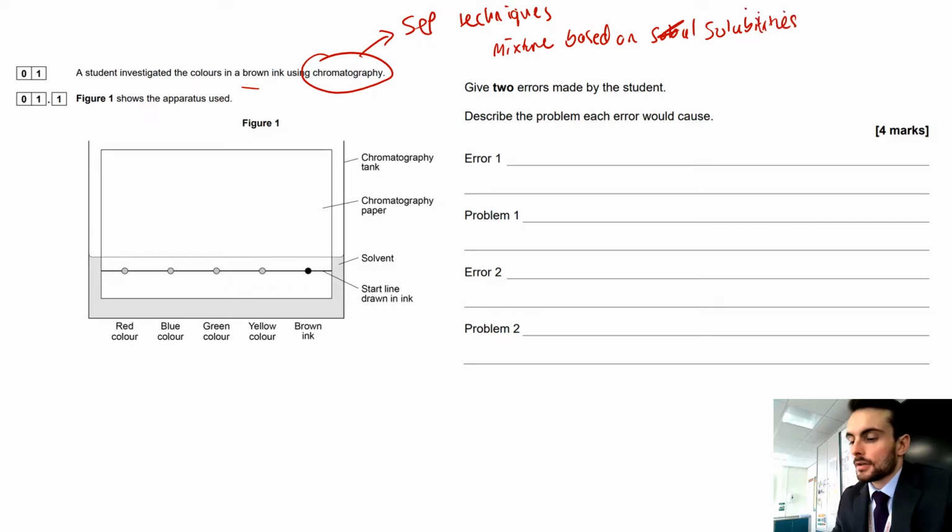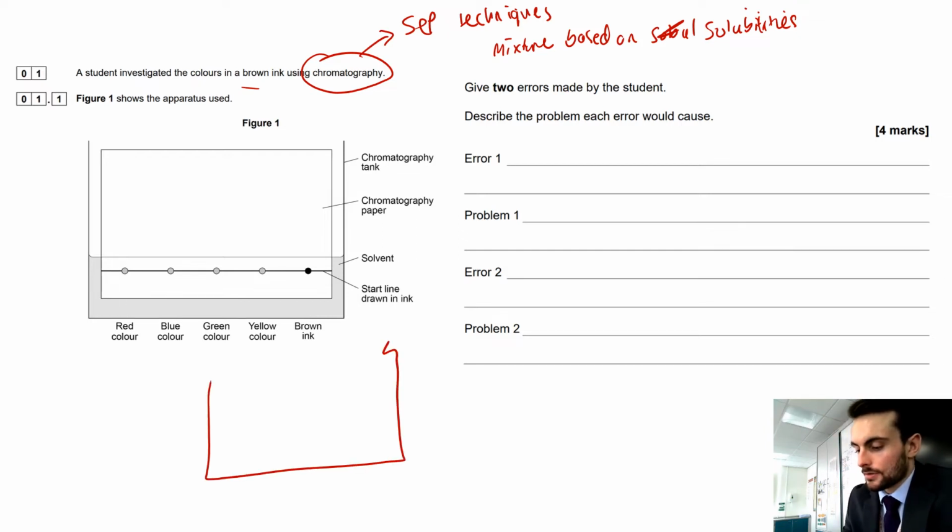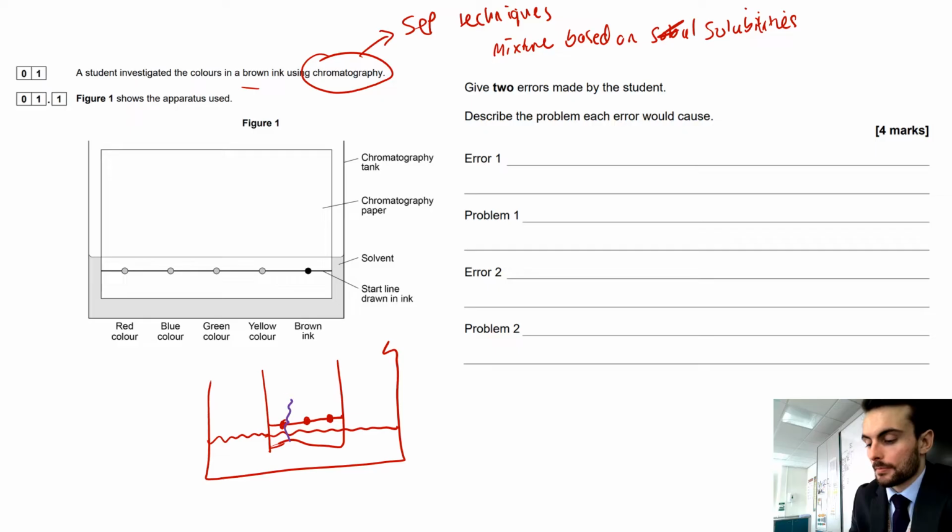Okay, so figure 1 shows the apparatus used. Now if you remember, just to remind you, chromatography you should know is the one where you have a beaker, you have a piece of paper, you draw your start line in pencil, you've got water just below the start line but not above it, and then you have the dots of the compounds dotted on the line, and then the solvent, the water, will move up the paper and separate the ink into its components.